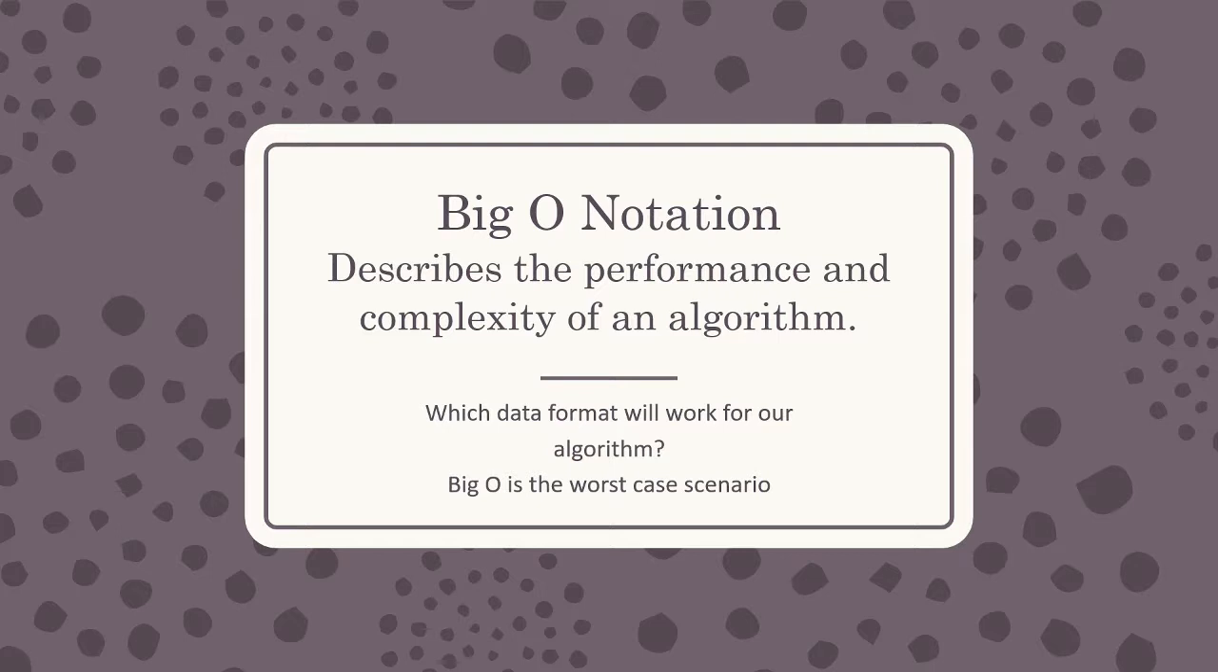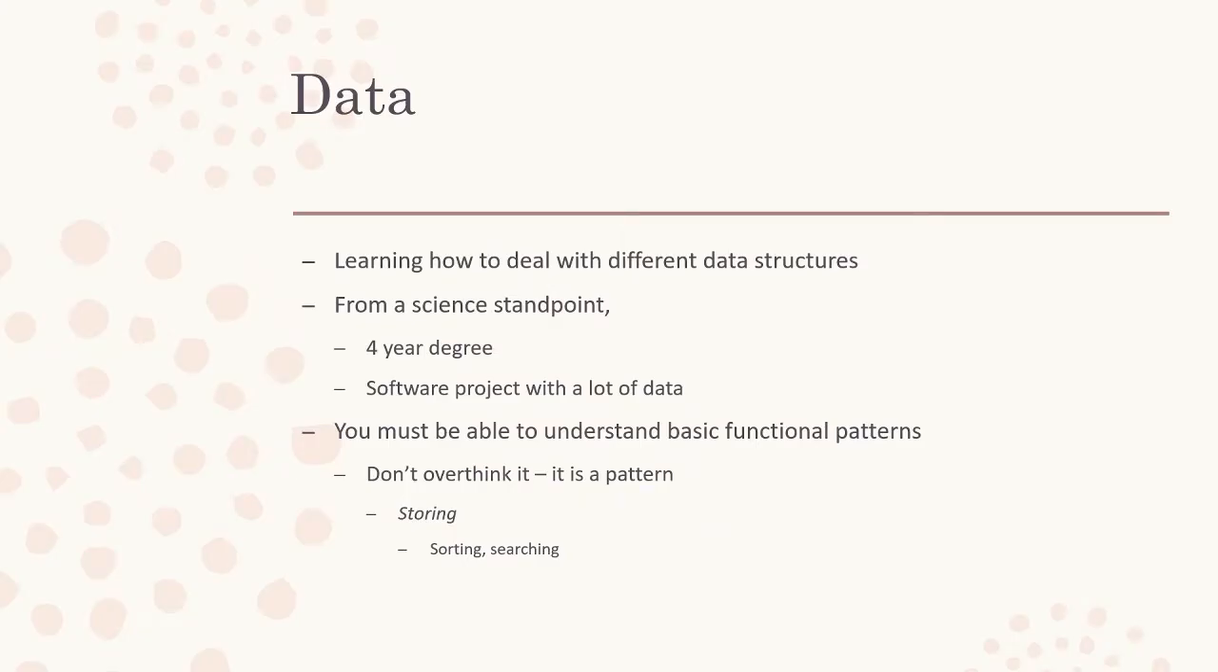And the big O notation describes the performance and complexity of an algorithm. So it is a way for us to look at the process that we're implementing and consider what is the worst possible case scenario that we could encounter. Whenever we're working with data, it's important for us to think about these different data structures and different algorithms.